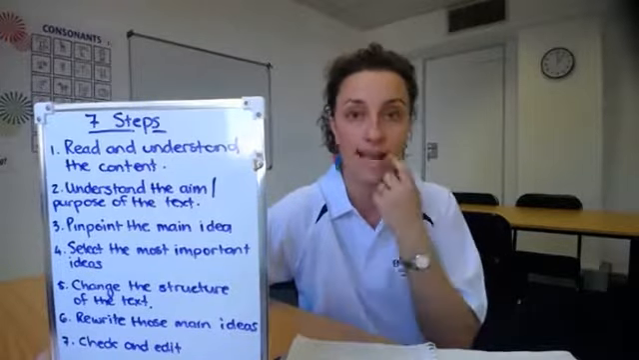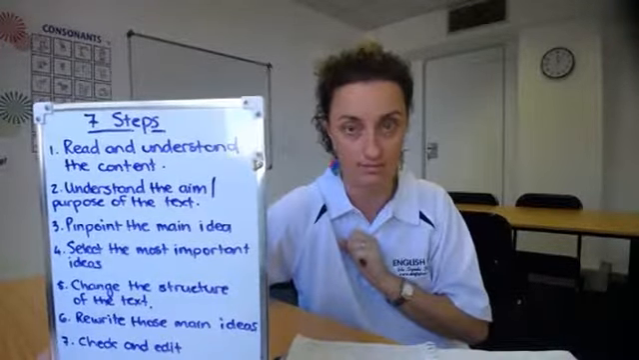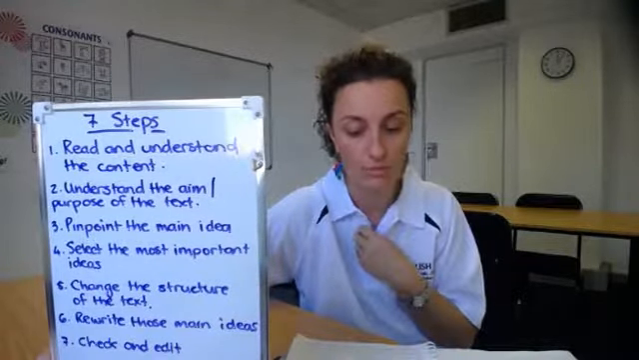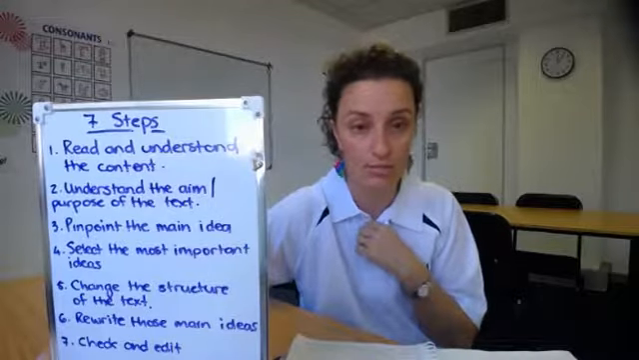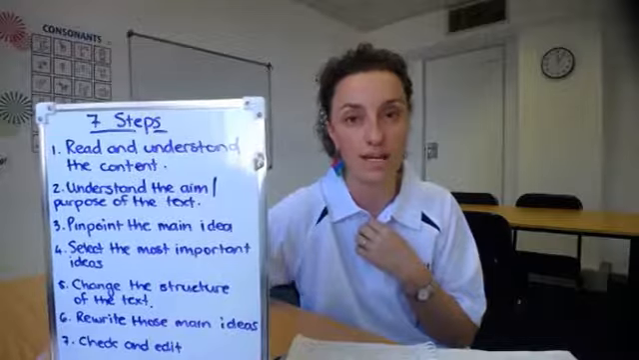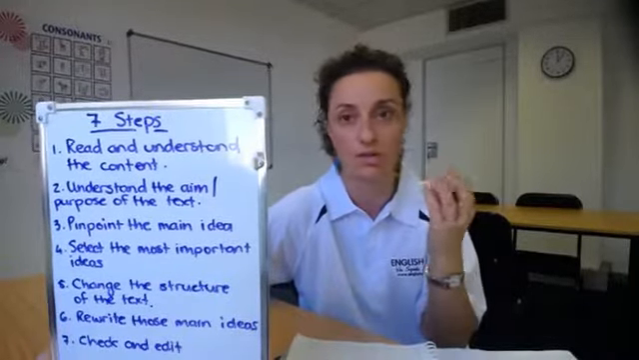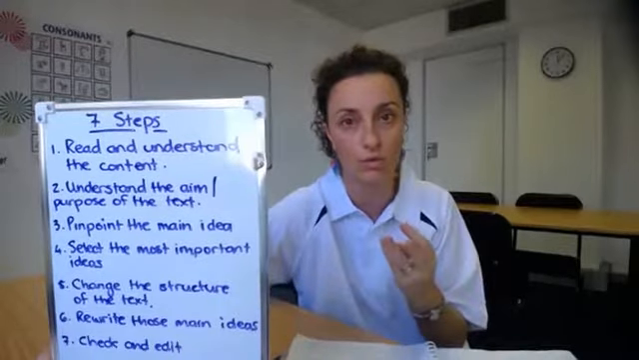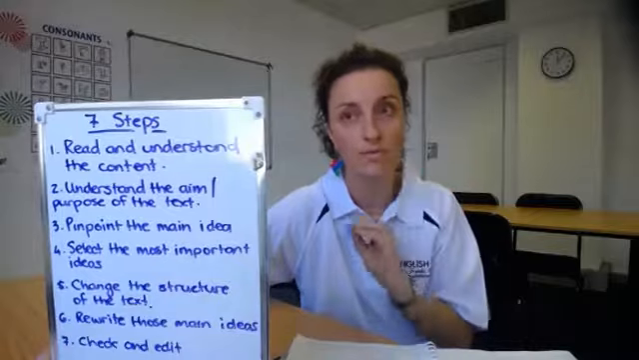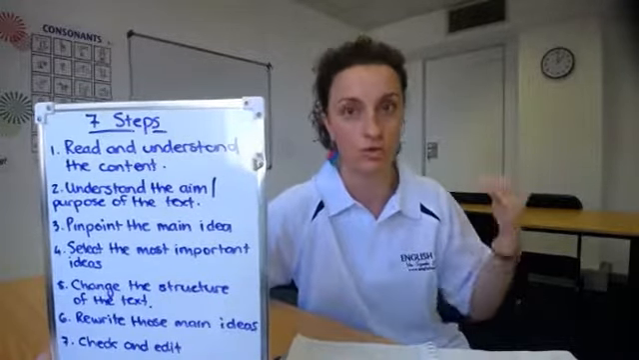Then you want to select the most important of those ideas, and we're going to get to that. Once you've selected the most important ideas, you are then ready to start summarizing. So those first 4 are precursors. Without doing those 4, 1, 2, 3, 4, you can't start summarizing. Once you've got that information, then only can you start to change the structure of the text.